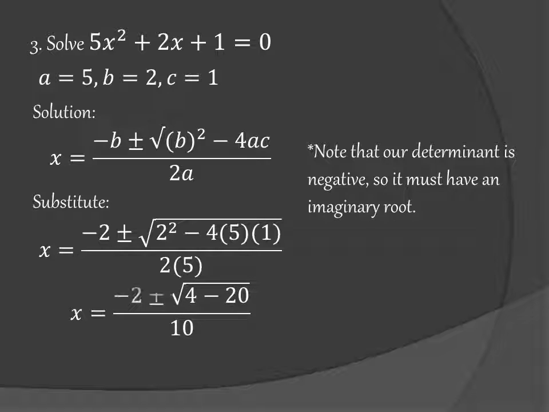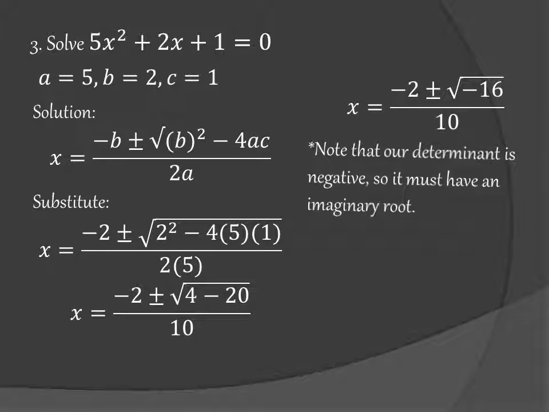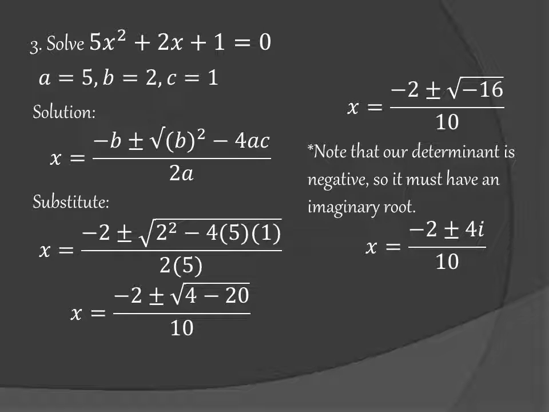So, x is equal to negative 2, positive and negative, square root of 4 minus 20 all over 10. Then, it implies that x is equal to negative 2, positive and negative, square root of negative 16 over 10. Note that our discriminant is negative, so it must have an imaginary root. Therefore, x is equal to negative 2, positive and negative 4i over 10. Thus, x is equal to negative 0.2, positive and negative 0.4i.